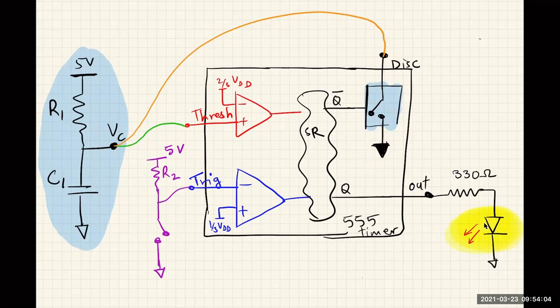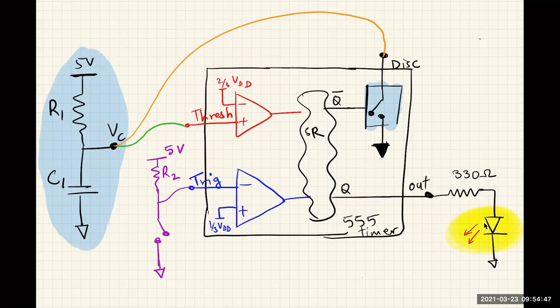All right, now we'll plug in the most important connection, this capacitor to the threshold voltage. What this is doing is attaching this capacitor voltage to this comparator, which compares it to 2/3 of VDD. If this capacitor voltage is lower than the threshold, then nothing happens. If this capacitor voltage is higher than 2/3 VDD, then it will reset this output to go low, and this LED will turn off. So that's the function.